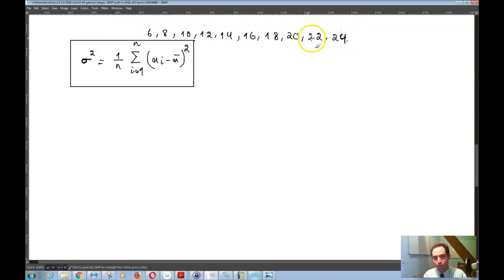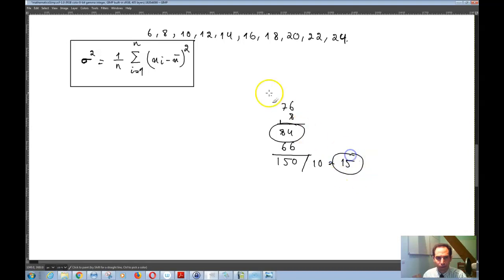So this is, for example, 6 plus 8 is 14, 14 plus 10 is 24, and so on, building up the running sum. Adding all of them together, the total is 150. Now 150 divided by 10, since there are 10 numbers, is equal to 15. That means that your x bar here is equal to 15, right?